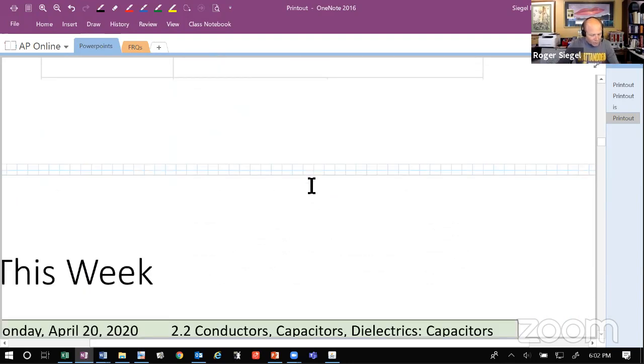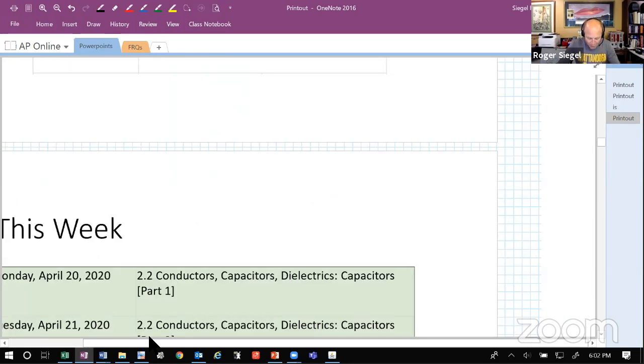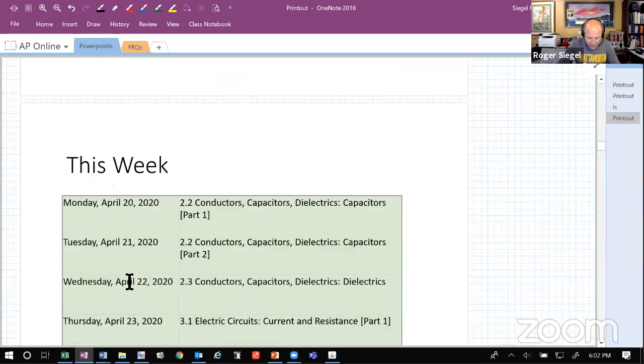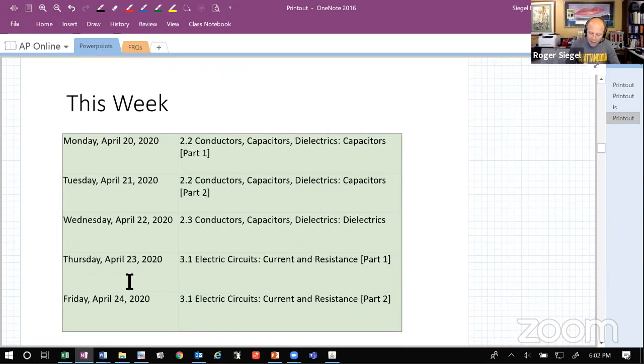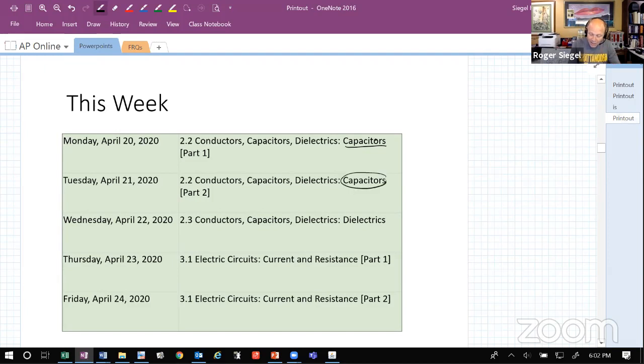I do want to talk about what we're doing this week and what we've been doing. We started on Monday with the capacitors, and we did 2 days with capacitors. On Monday, we did parallel capacitors, and we looked at them in circuits and such. And then on Tuesday, we did spherical capacitors and cylindrical capacitors. And today, we're going to do dielectrics.